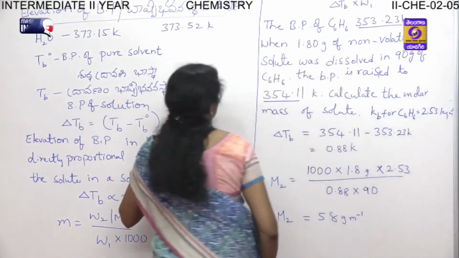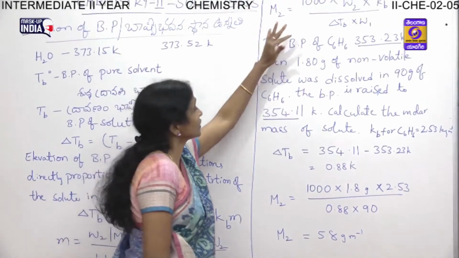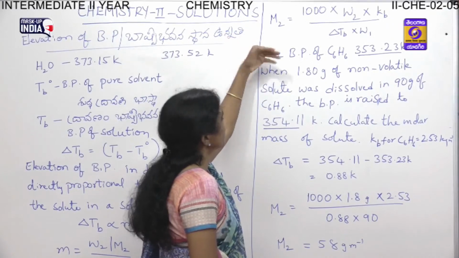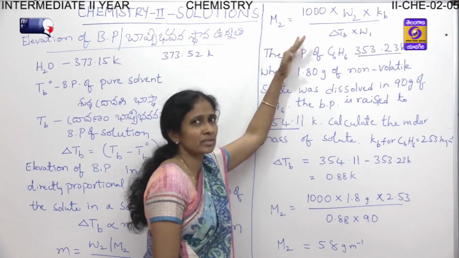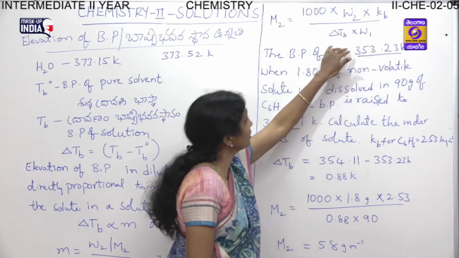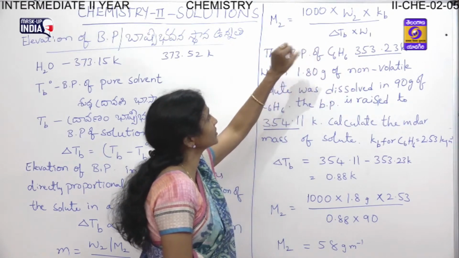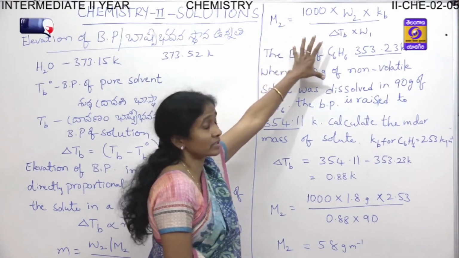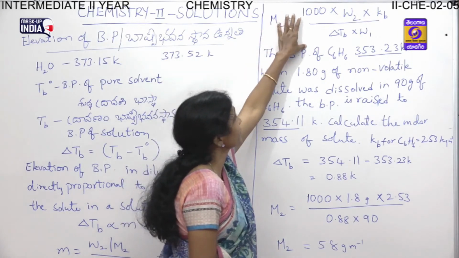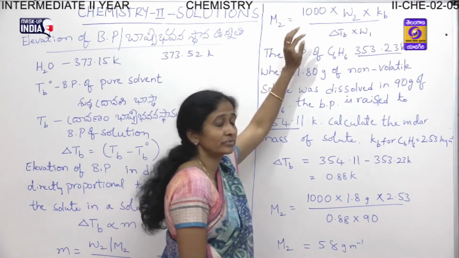If we have to find M2, what is the formula we are going to use? M2 is the mass of solute, or molar mass. M2 equals 1000 into W2 into Kb by delta Tb into W1. Kb is a constant. This is the formula we use to calculate the molar mass of the solute.